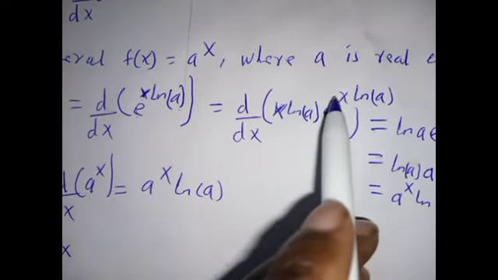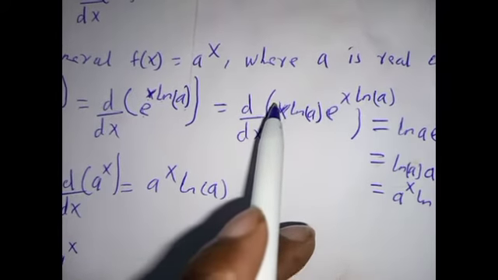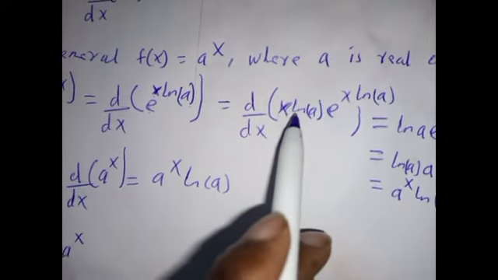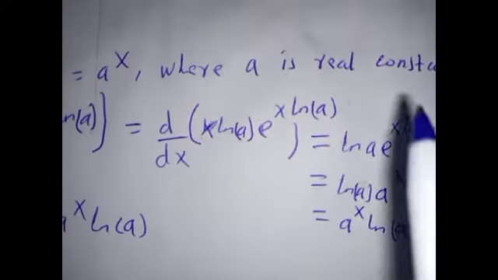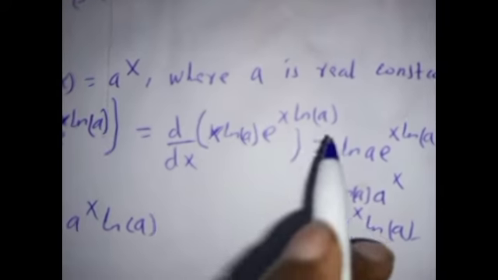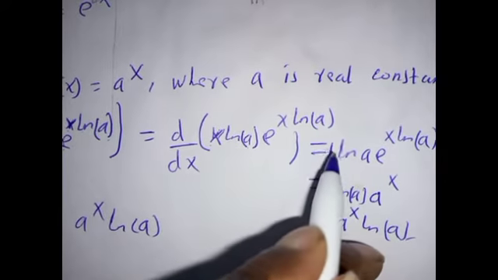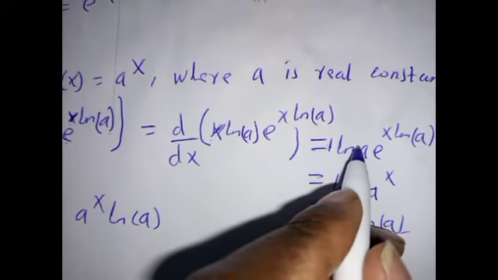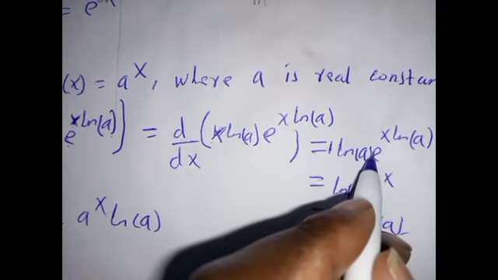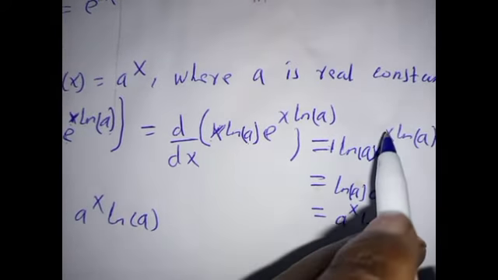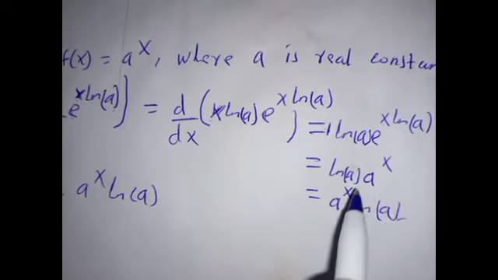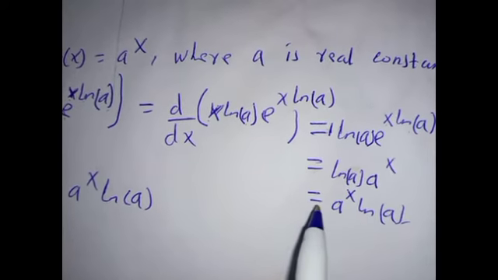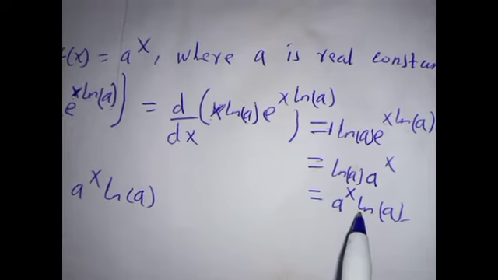So that is why I've written it this one here. When we differentiate this with respect to x, differentiating x will give us 1 times the natural logarithm of a, multiplied by exponential x natural logarithm of a. So this one is the same as a power x. So you can write it as a power x natural logarithm of a.